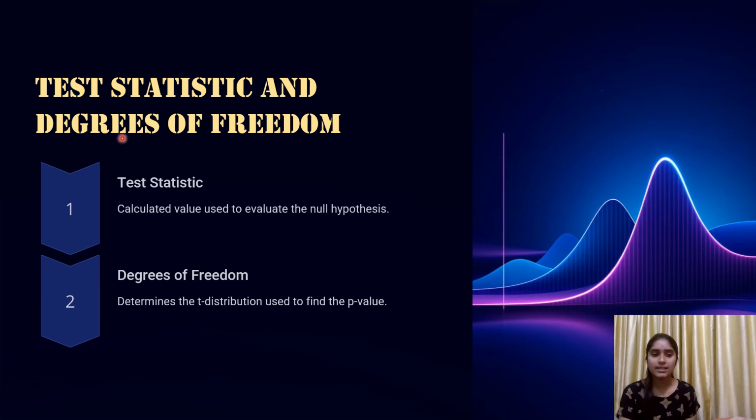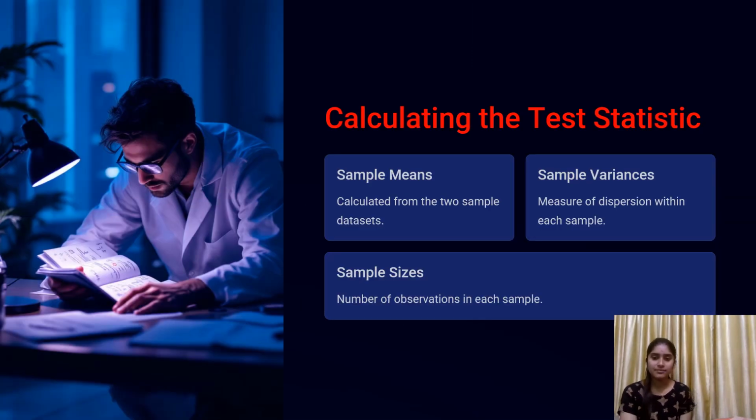Test statistic and degrees of freedom. Test statistic: calculated value used to evaluate the null hypothesis. Degrees of freedom determines the t-distribution used to find the p-value. Calculating the test statistic. Sample means calculated from the two sample datasets. Sample variances, measures of dispersion within each sample. Sample sizes, number of observations in each sample.